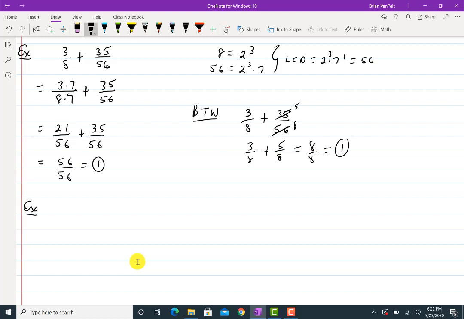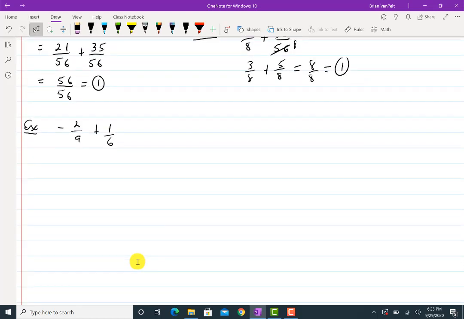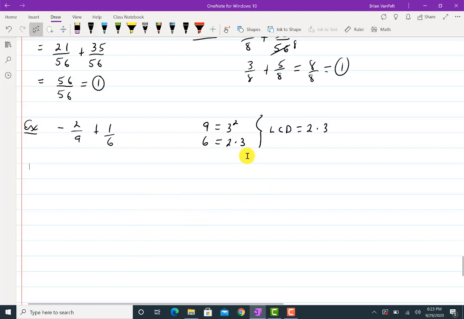Let's try a negative number. Negative 2/9 plus 1/6. These are easy numbers to break down. 9 equals 3 to the second, and 6 equals 2 times 3. So when I create my LCD, I'll need a 2 and I'll need a 3. But then when I look through my exponents, the highest exponent on a 2 is 2 to the 1, and the highest exponent on a 3 is 3 to the second. So this equals 18. So my LCD is 18.